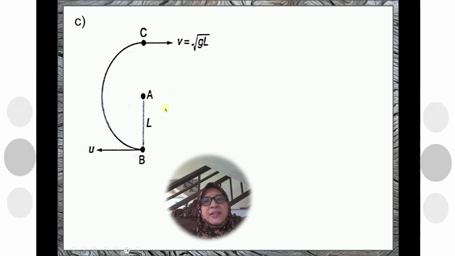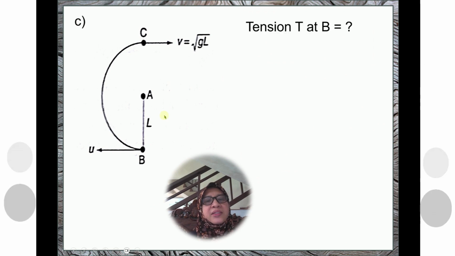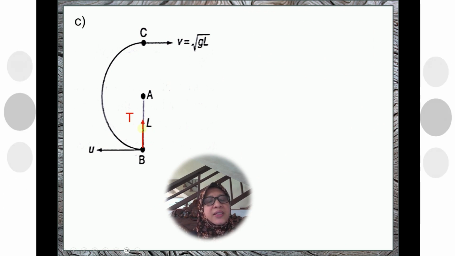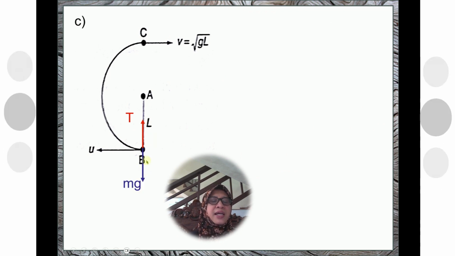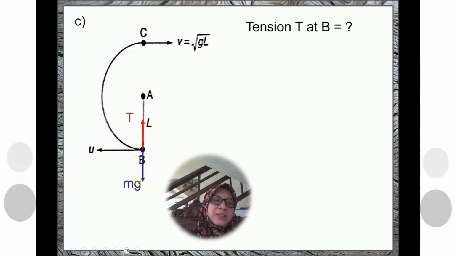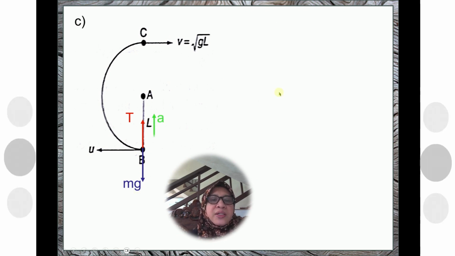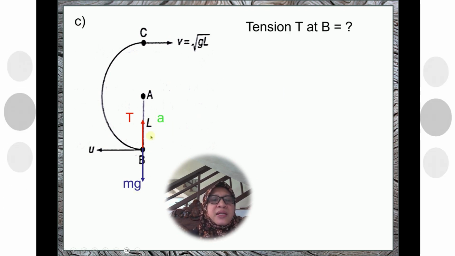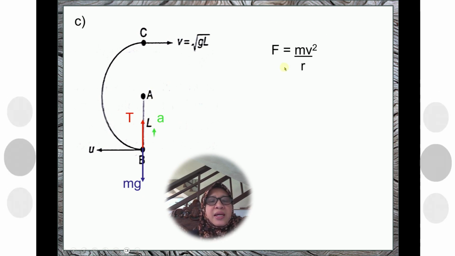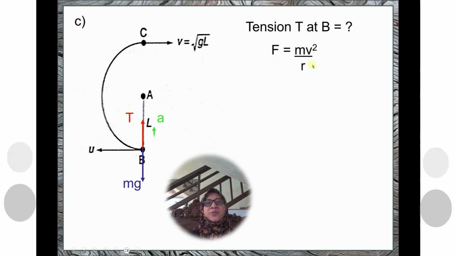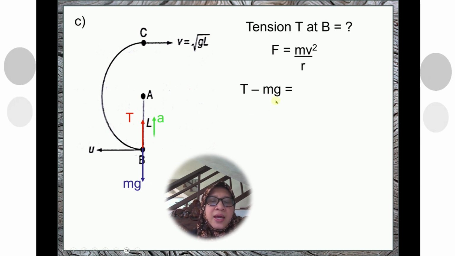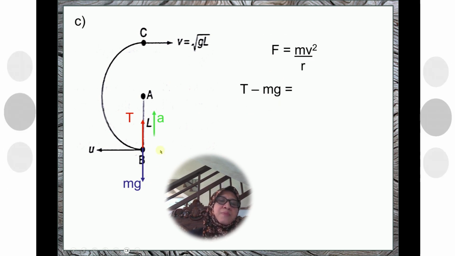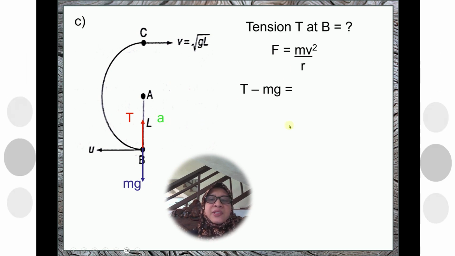Question c, we are going to find the tension at point B, the tension in the string. The tension in the string is directed towards the center. Another force that acts on B is the weight of the particle, which equals mg. The centripetal acceleration is upward, so T will be positive. So T minus mg provides the centripetal force, mv squared over r. mg is negative because it is opposite to the centripetal acceleration direction.